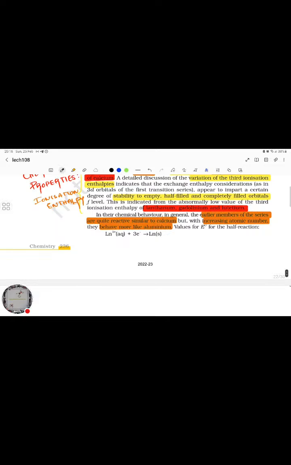Their chemical behavior in general: the earlier members of the series are quite reactive, similar to calcium, but with increasing atomic number, they behave more like aluminium. That is, when we look at chemical behavior, the earlier members of the series are quite reactive, similar to that of calcium, and with increasing atomic number they behave more like aluminium. What are they trying to mean over here?